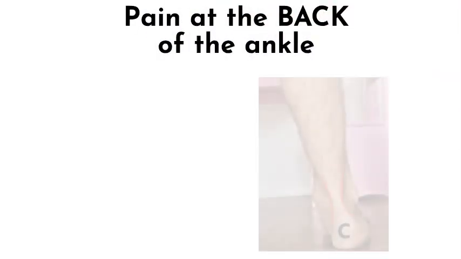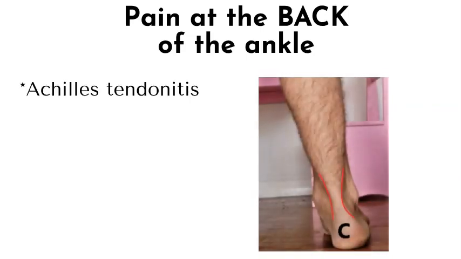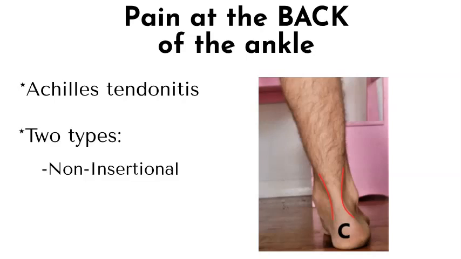The fourth most common problem that you'll find for ankle pain is pain at the back of the ankle, and this one actually relates more to the heel than the ankle. So this is a diagram of your Achilles tendon attaching down to your heel, which is called the calcaneus. And so the diagnosis is Achilles tendonitis. There are actually two types. One's called a non-insertional Achilles tendonitis, and the other one's called an insertional Achilles tendonitis.